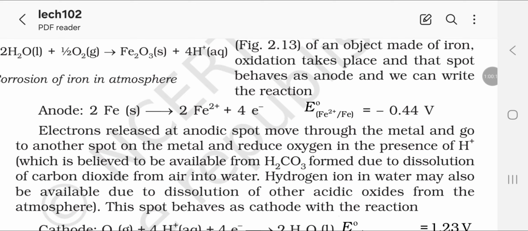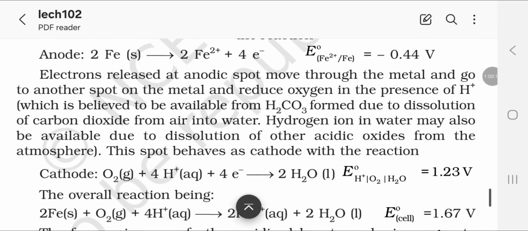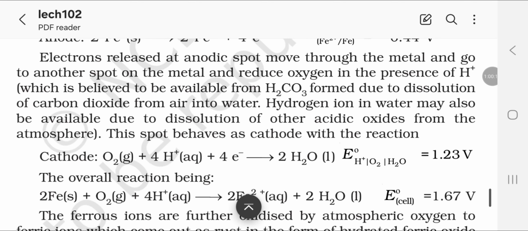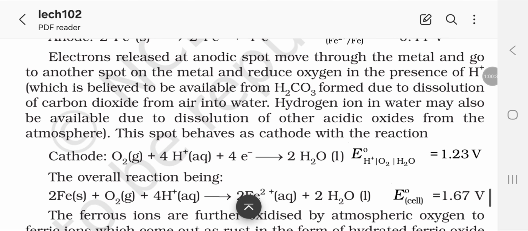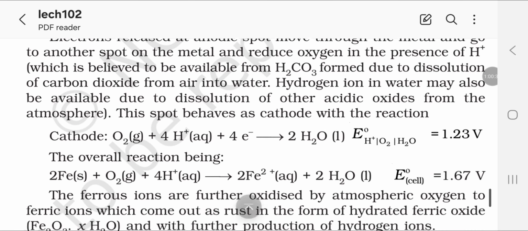Electrons released at the anodic spot move through the metal and go to another spot on the metal and reduce oxygen in the presence of H+, which is believed to be available from H2CO3 formed due to dissolution of carbon dioxide from air into water. Hydrogen ions in water may also be available due to dissolution of other acidic oxides from the atmosphere. This spot behaves as cathode with the reaction.